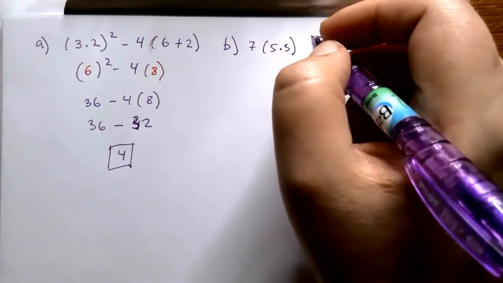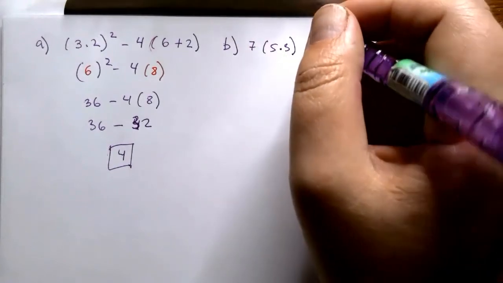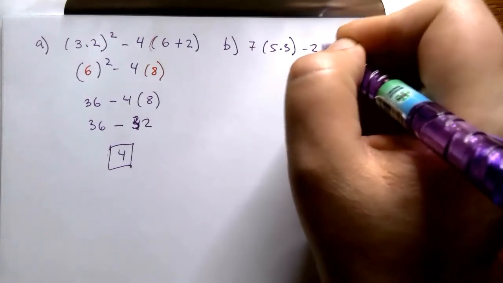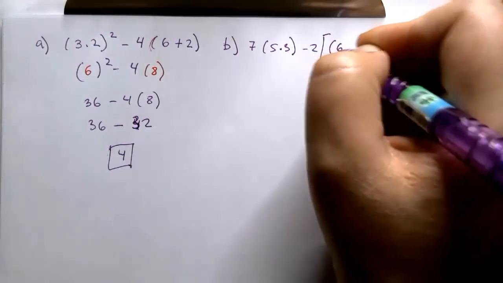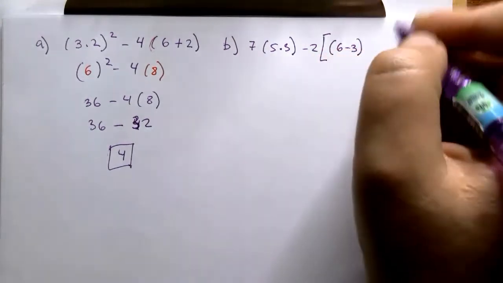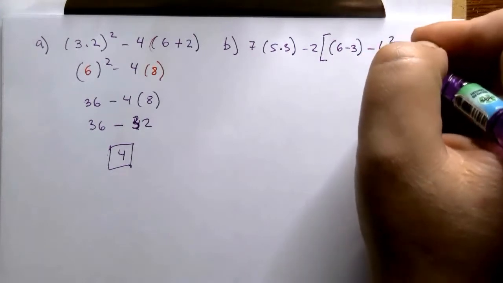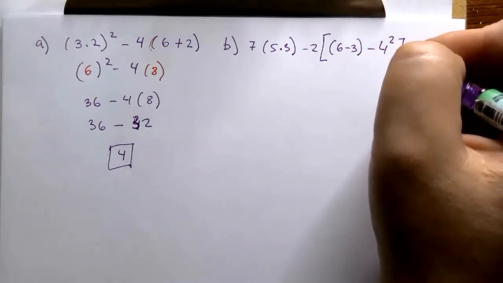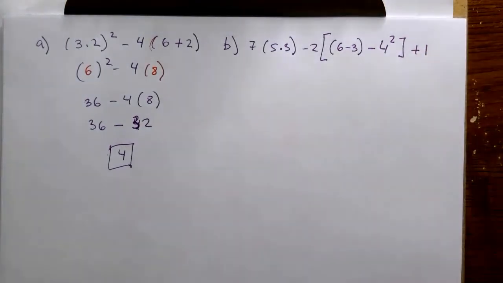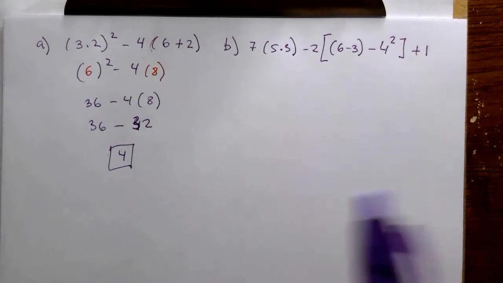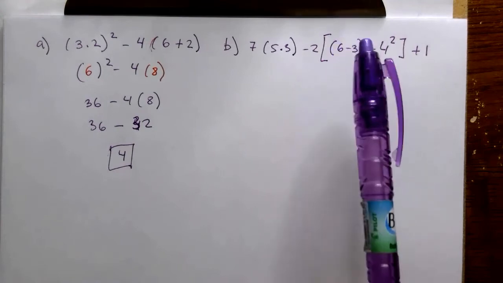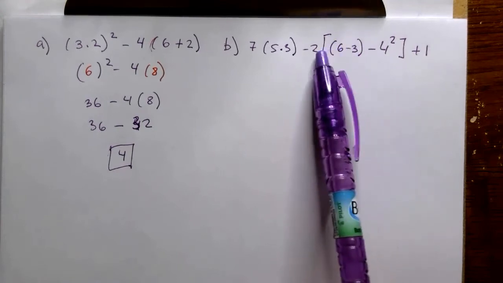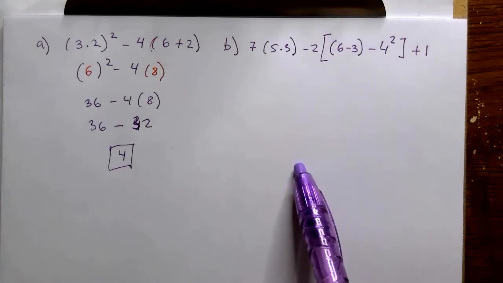This is 7 times 5 times 3 minus 2, and then we have the first set of parentheses and then the second set of parentheses minus 4 squared, close the second parenthesis, plus 1. Okay, so if you have 2 sets of parentheses, what you're going to do is start with the innermost parenthesis first. So we're going to work from the inside out until we clear all the parentheses, okay?